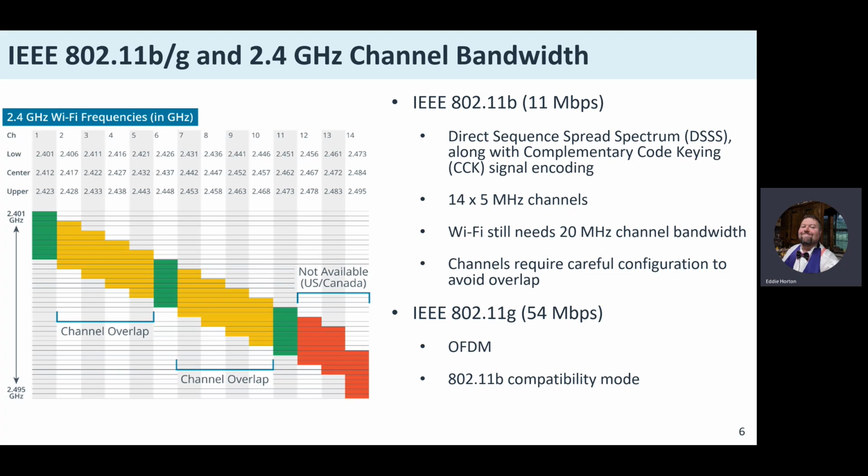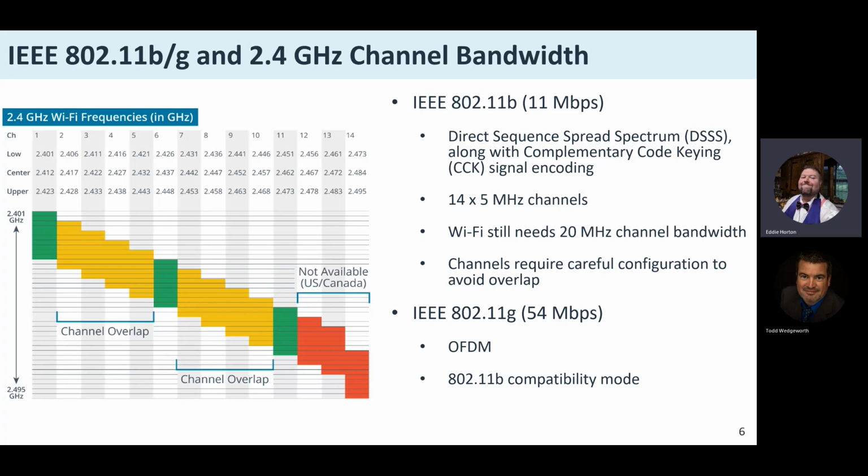And these are 5 megahertz channels. But Wi-Fi still needs 20 megahertz of bandwidth. So you see, even though they're 5 meg channels, they take up more space. So you really got to be careful the way that you configure that. And 802.11b uses something called direct sequence spread spectrum, or DSSS.